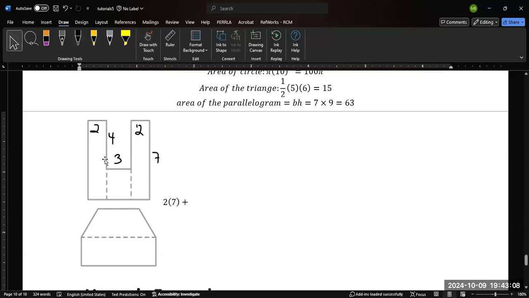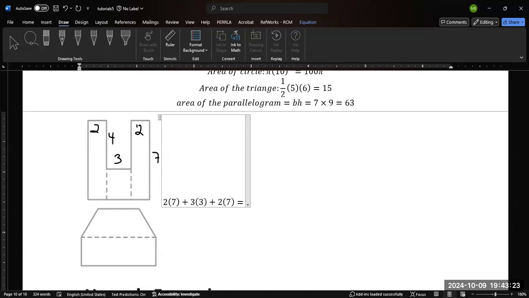So now if I know that this is 4, that means that this distance here is 3. So that'll be 3 times 3. And then the final section over here, that'll be 2 times 7. And if we add these all up, we get 14 plus 14 plus 9. 28 plus 9 is going to be 37 units. Again, whatever inches, centimeters the problem is specified in.